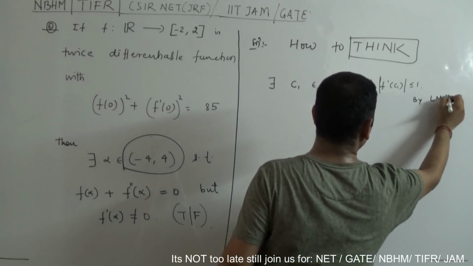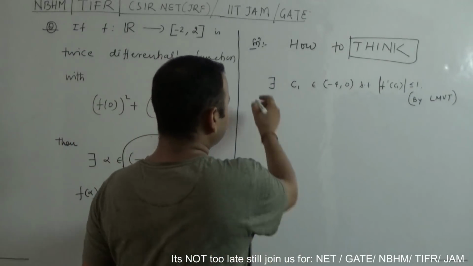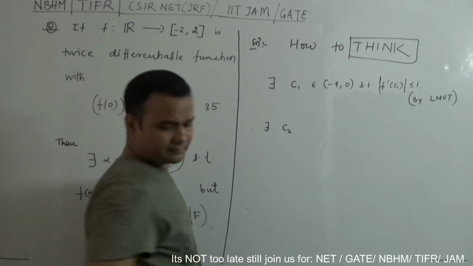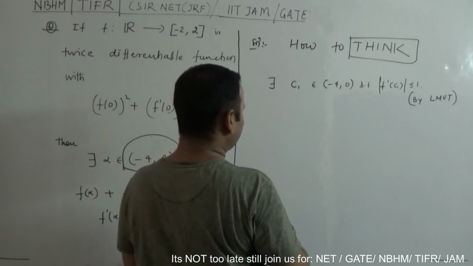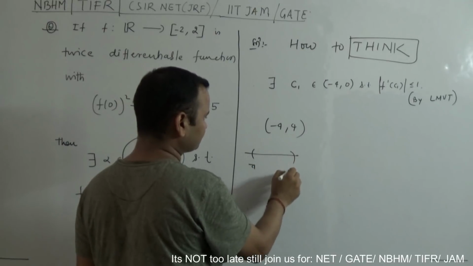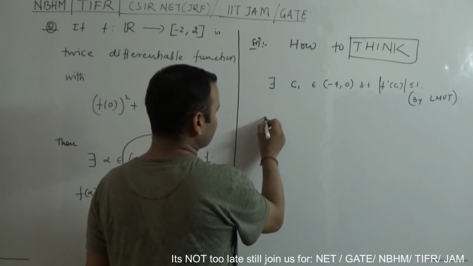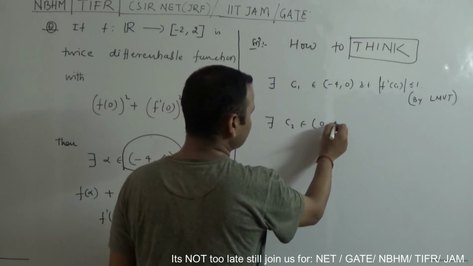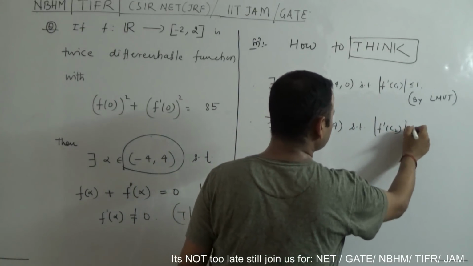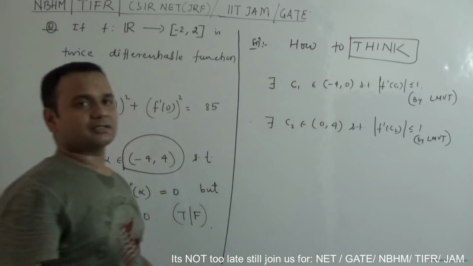By Lagrange's mean value theorem, whatever we have studied so far, right? Again, the same reasoning I can apply for this interval. Same reasoning. I have to find some alpha from minus 4 to 4. So I have reached so far 0, now I have to go from 0 to 4. So apply the same reasoning. So there exists c2 from 0 to 4 such that the absolute value of f prime of c2 is less than or equal to 1. Again, how? By Lagrange's mean value theorem.